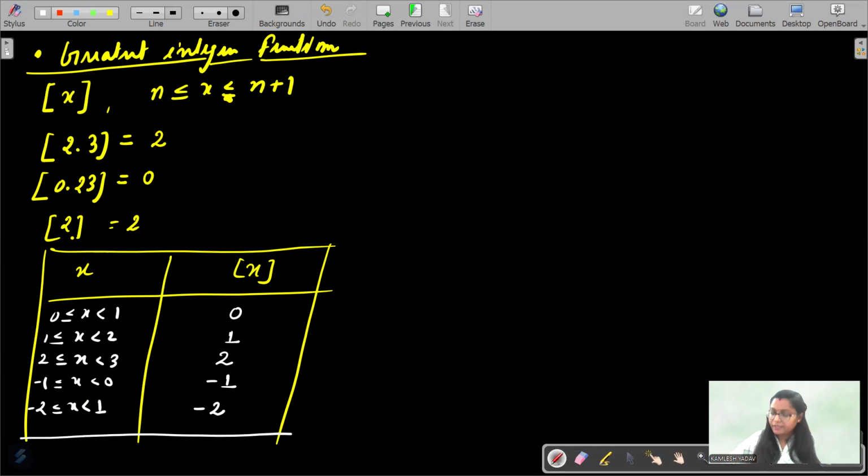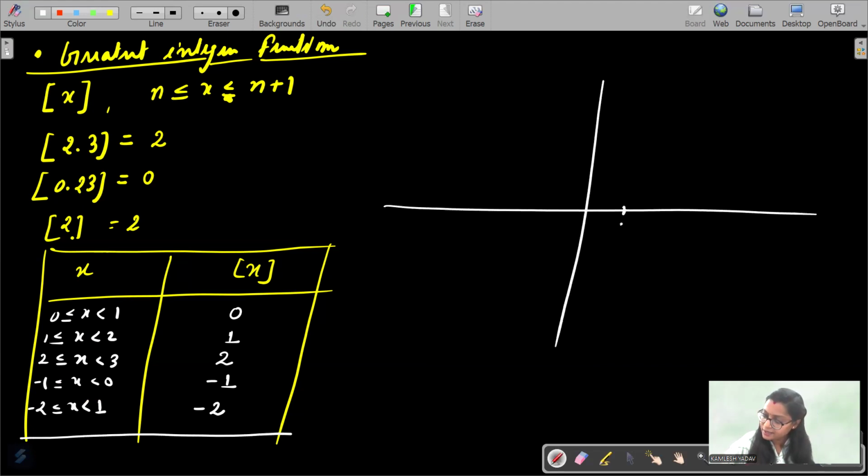Okay. And the graph of the greatest integer function, see, it is drawn like that. First we mention the point.